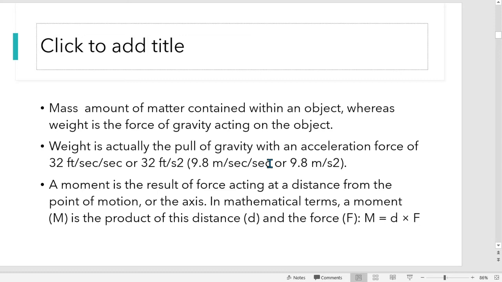So a moment is the result of force acting at a distance from the point of motion or the axis. In mathematical terms, a moment, or M, is the product of distance and the force. So this is the formula of your moment: M = D times F. D refers to the distance towards the axis of rotation, and F refers to the force. This force is the amount of force applied in order to move the object.